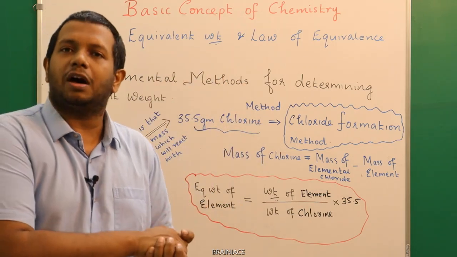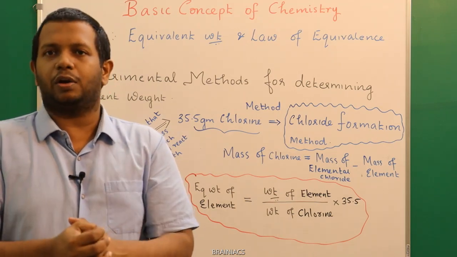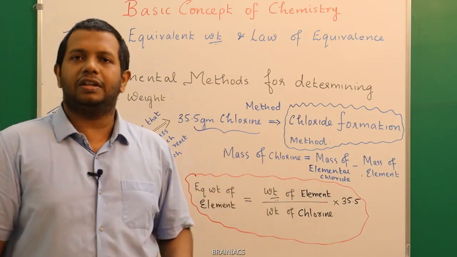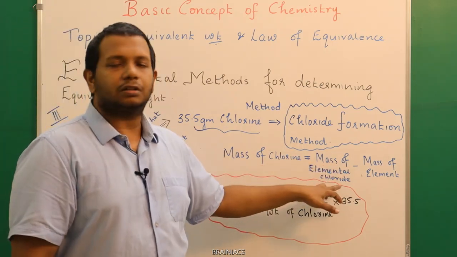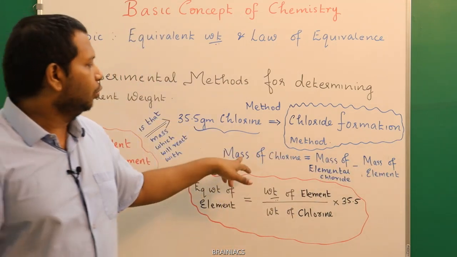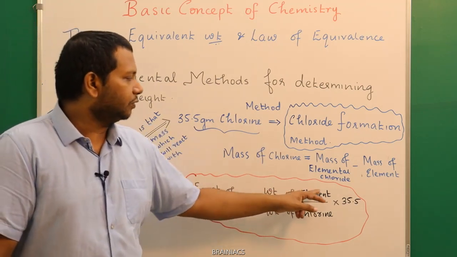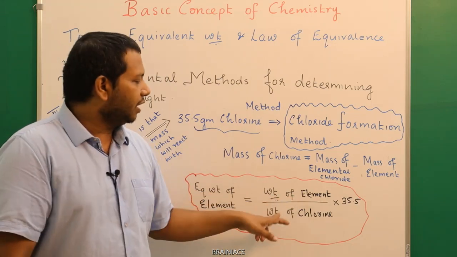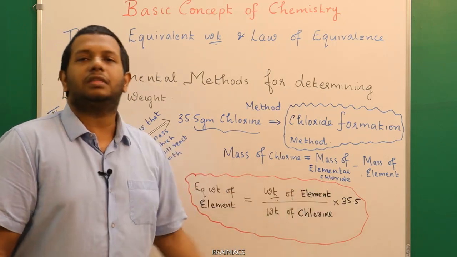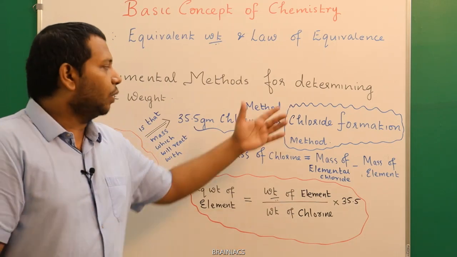So you know the initial mass of the element, that is 200 gram. Now you have got the elemental chloride also. Note down its weight, or measure its weight. Now what is the mass of chlorine then? I can say mass of the elemental chloride minus mass of the element initially noted down. So you will get the mass of the chlorine. Now substitute here: equivalent weight of the element is equal to weight of the element initially taken divided by weight of the chlorine that you have calculated by this method, then multiply by 35.5, you will get the equivalent weight of the element. Understood? This is one way of doing it.